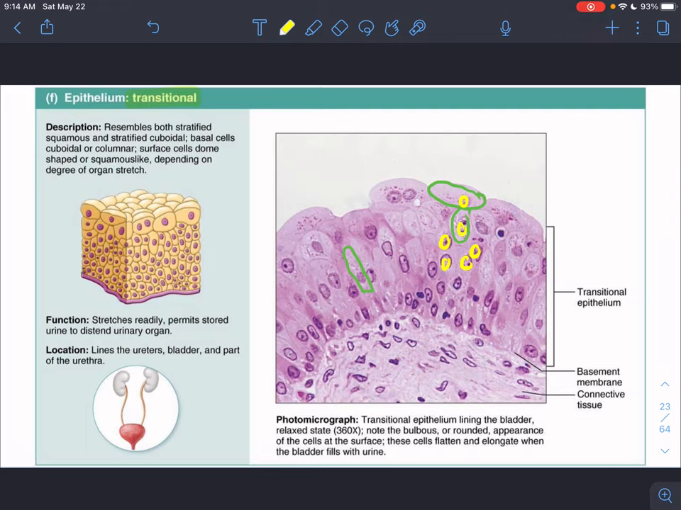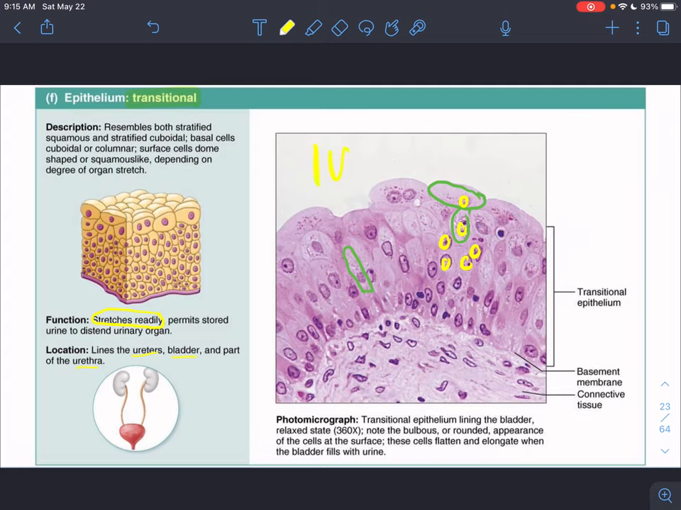Okay, and this, again, structure tells you about the function. So the reason that they don't look like anything is because this tissue's function is to stretch. Okay, so it's going to be found in areas like your ureters, bladders, parts of the urethra that need to be able to stretch. So when your bladder fills up with urine, these cells are going to stretch out to provide room for that urine, right? So transitional, technically a type of stratified, but a little bit different from the rest because the cells don't really look like the other shapes that we talked about.